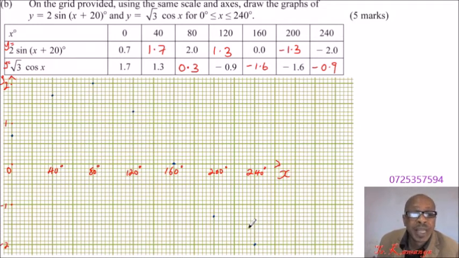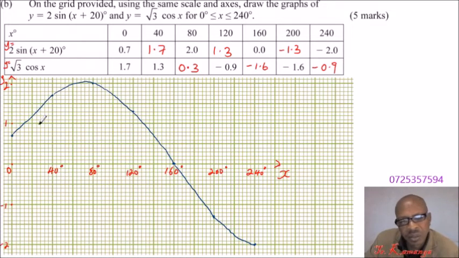So we join these points to come up with a graph. Use your free hand and make your graph as smooth as possible. So this is the graph. You should come up with something similar to this or better than this. And this is the graph of y equals 2 sine (x plus 20). These are degrees. Now we plot the graph of the other one.